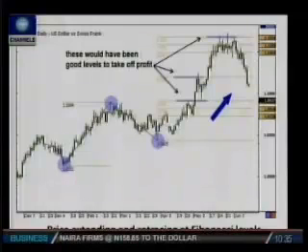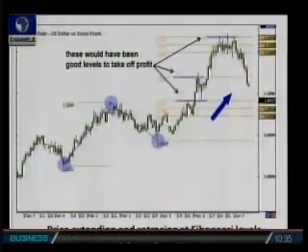Now, price went up and broke the high. You can see the price would have been good, and it broke that level. Now, how do you know how far up price is going to go? Then you use what we call Fibonacci extension.